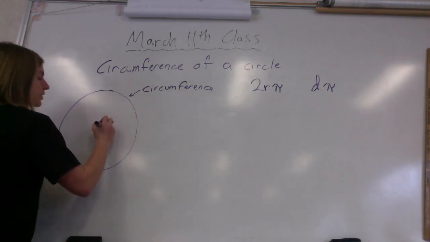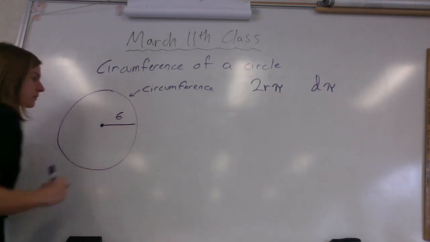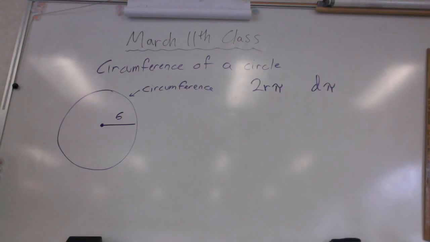It depends on what they give you. So find the circumference. If you have the diameter, then what's the point of finding the radius? So we have a radius of 6. Find the circumference.